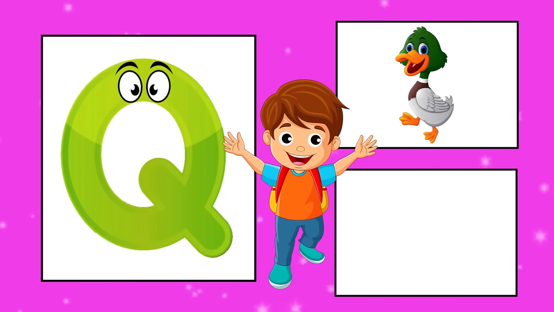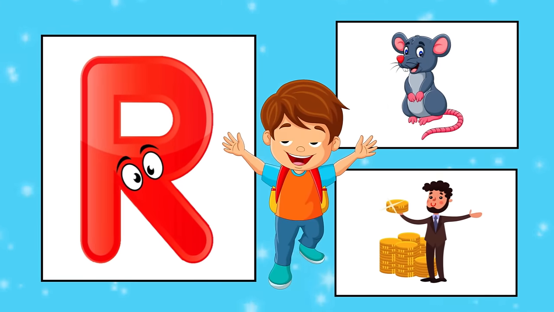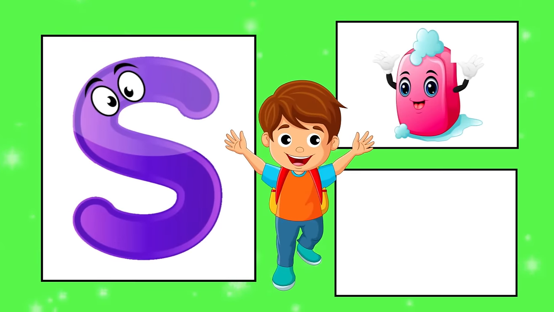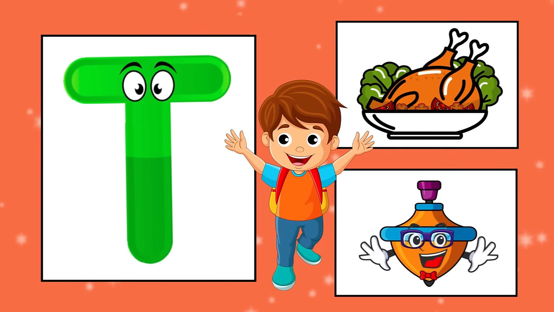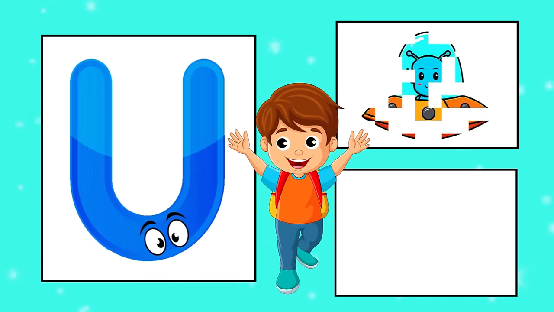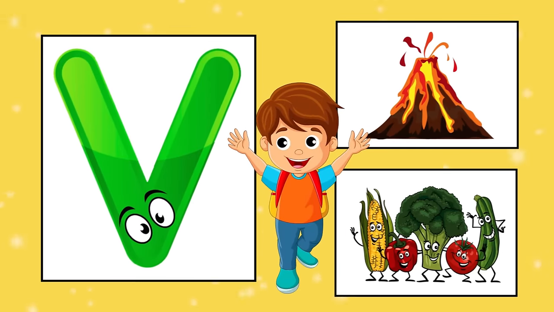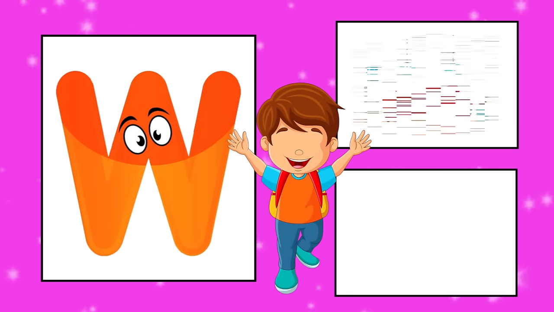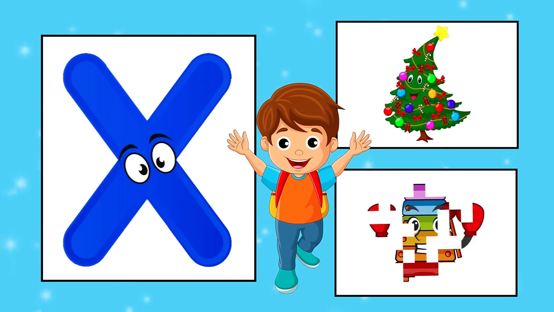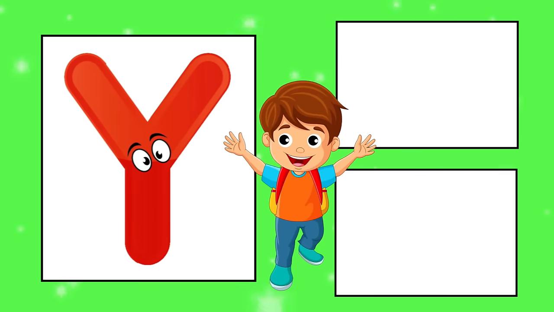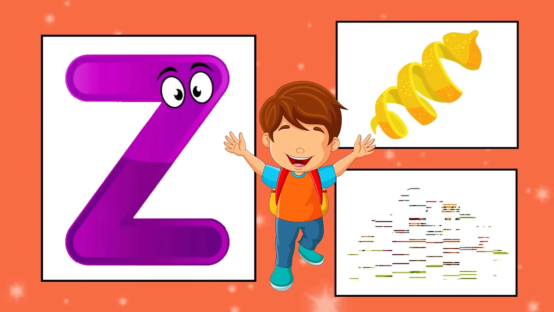Q. Quack. Quench. R. Bag. Bridge. S. Soap. Sand. T. Tasty food. Top. U. UFO. Uncle. V. Volcano. Vegetable. W. Waiting room. Wood. X. Christmas tree. Xylophone. Y. Yo-yo. Z. Zest. Zoo.